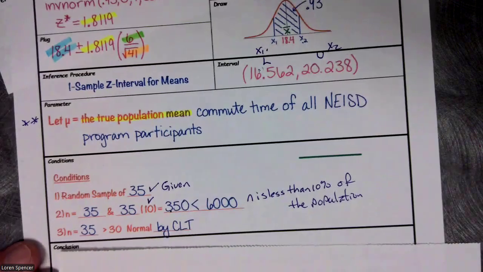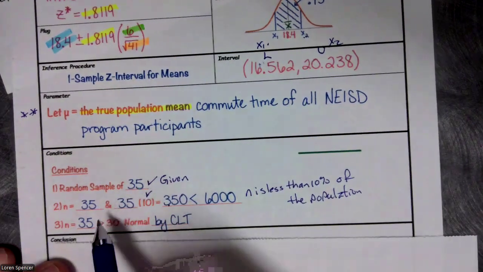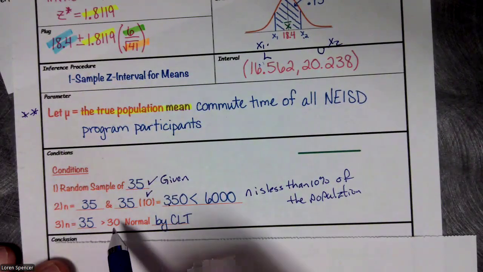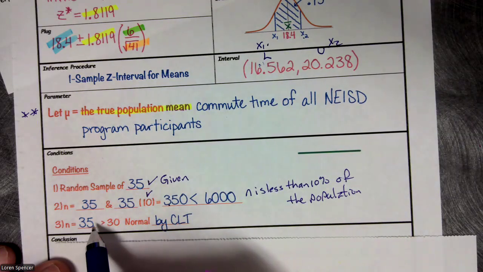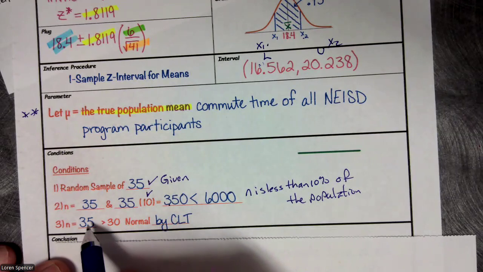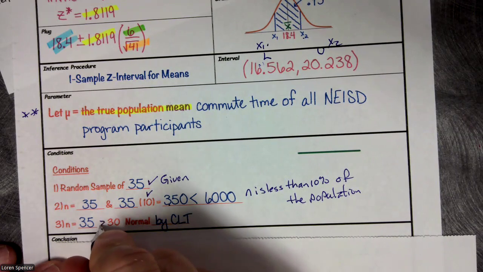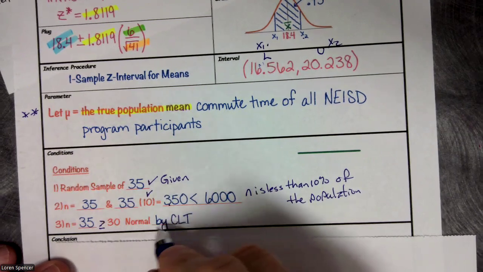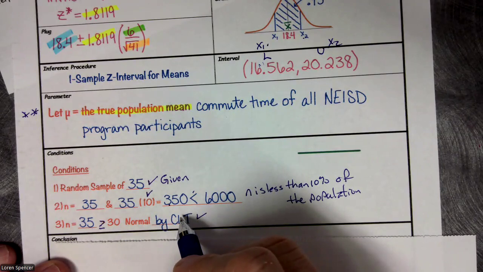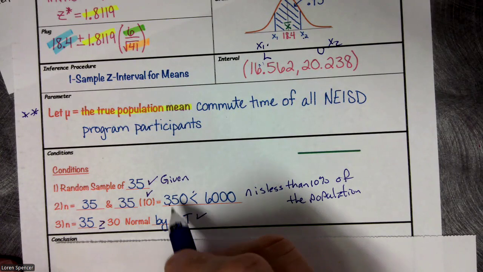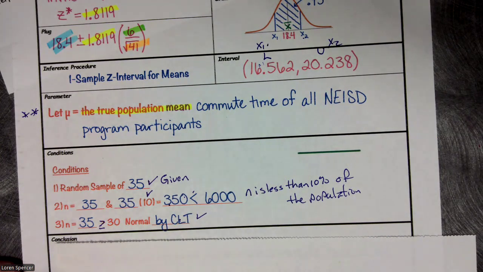The next thing, we need to make sure it's big enough. They didn't tell us it was normal. In order to use this, either the underlying distribution has to be normal or our sample size has to be 30 or larger. In this case, 35 is greater than 30, and this can be a greater than or equal to sign. And so it's normal by central limit theorem. So not too big, but big enough. All right, not too big, but big enough.